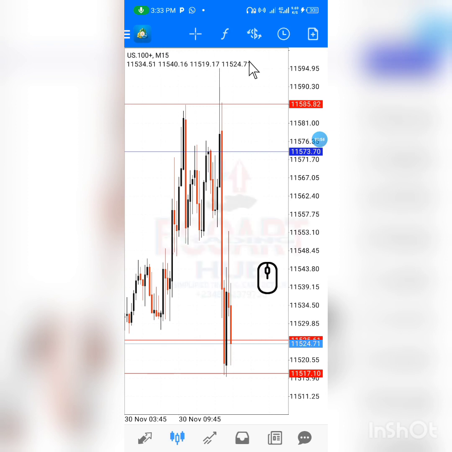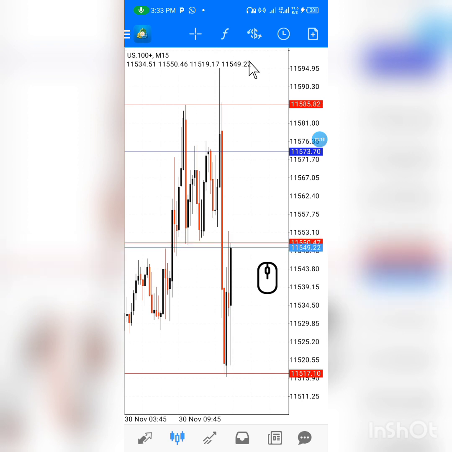So we have four pending orders. The first one is the buy limit, the second is the buy stop, the third is the sell limit, and the fourth is the sell stop.